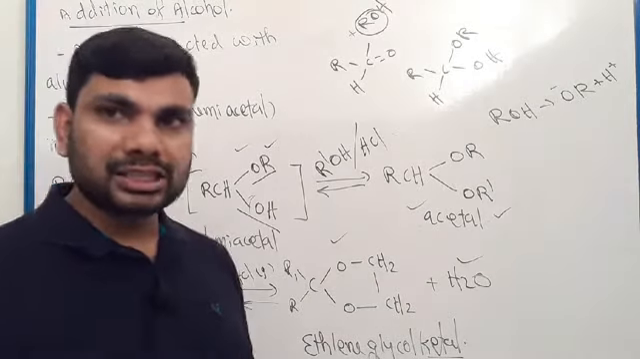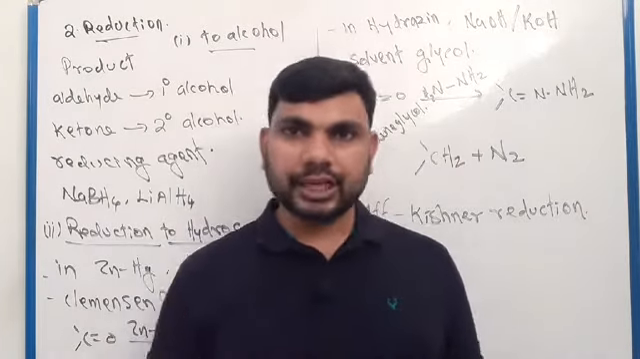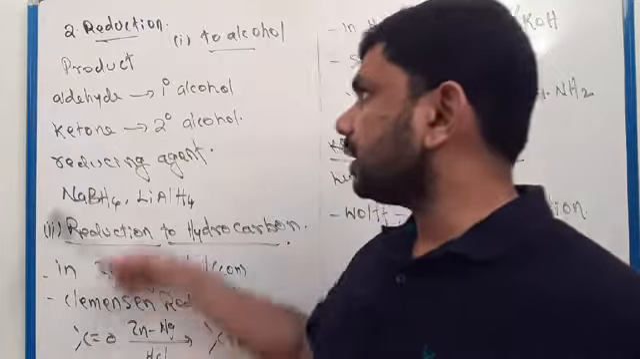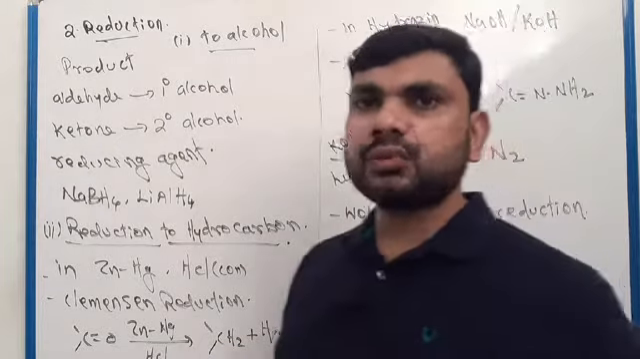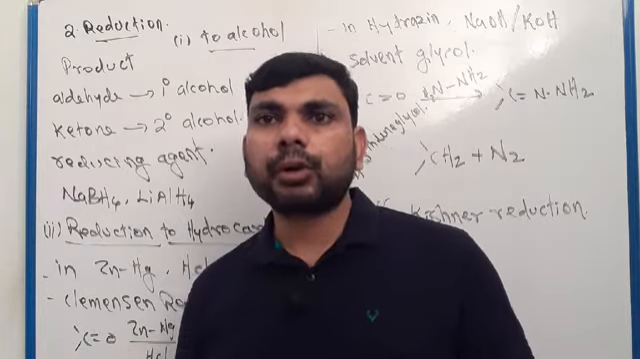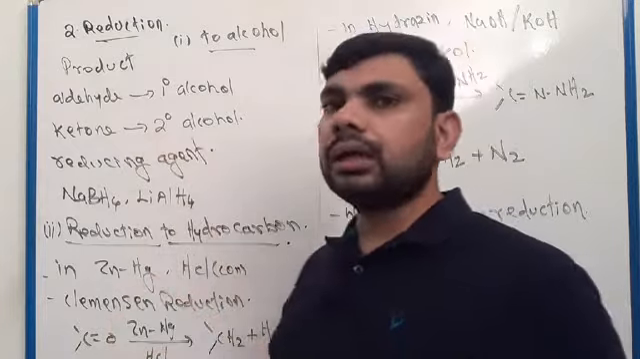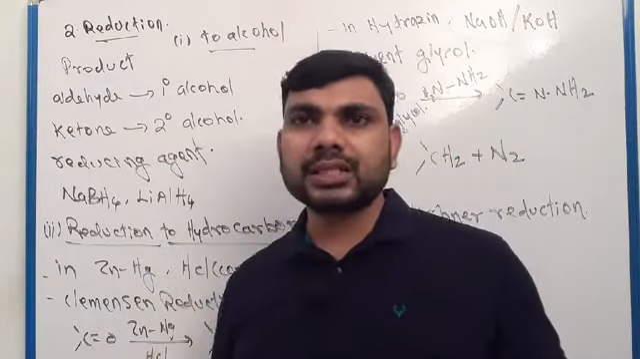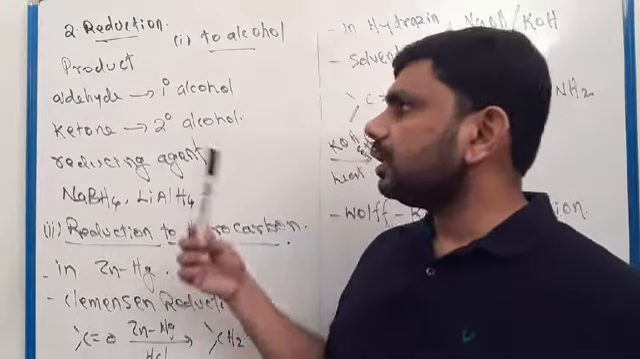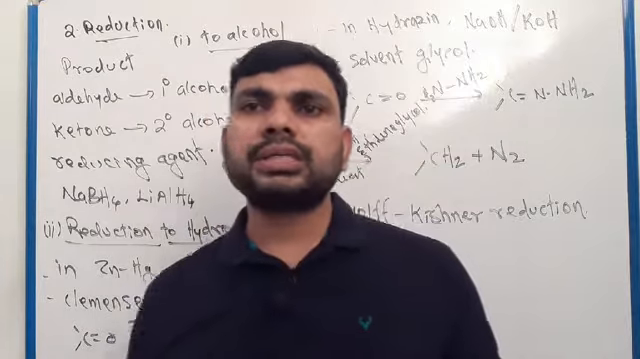Next we have to discuss reduction. There are several reductions. First one, reduction to alcohol. After reduction the product will be alcohol. Basically we discussed these things in the plus one textbook. You can revise it. Here aldehyde after reduction gives primary alcohol as the product.